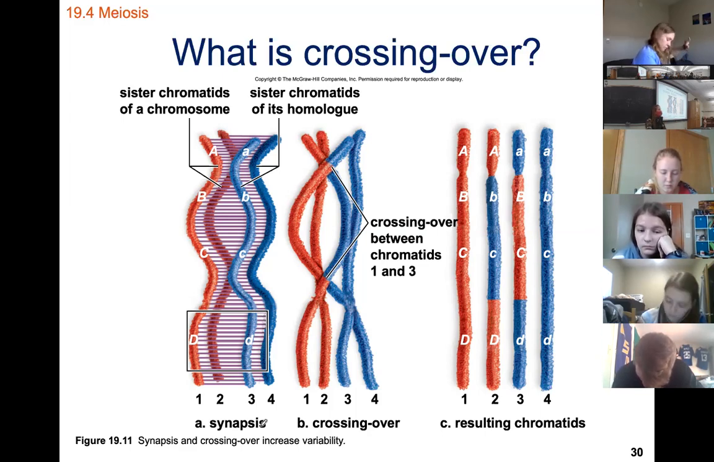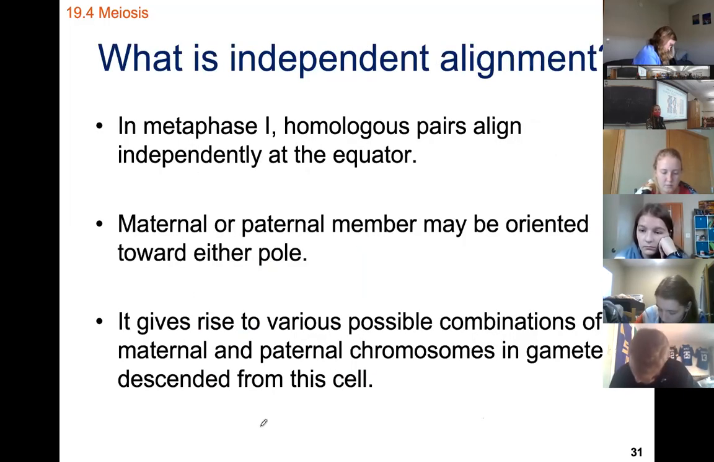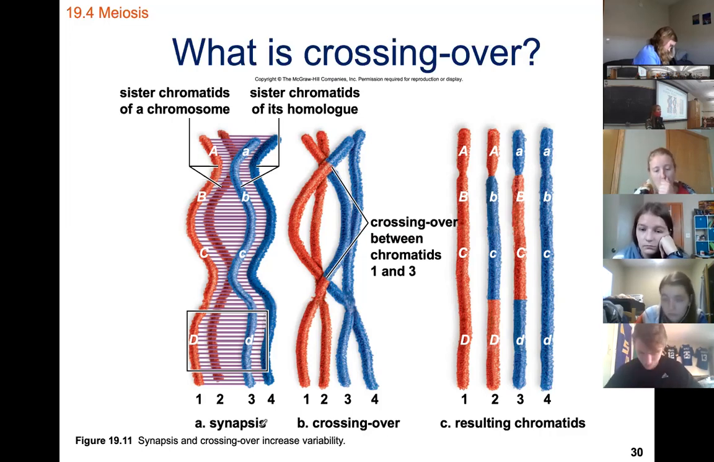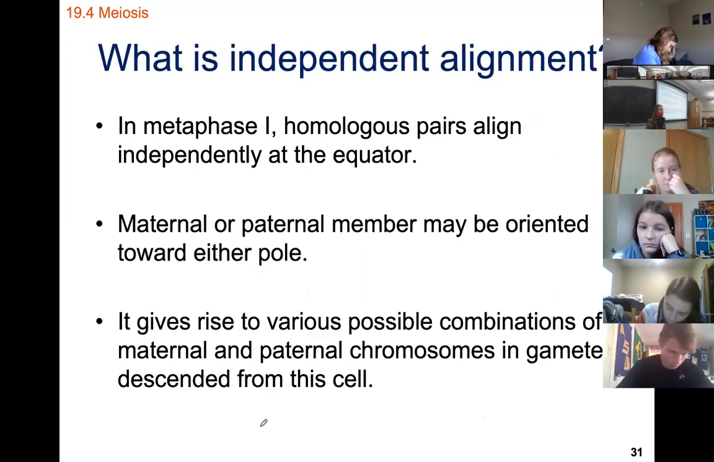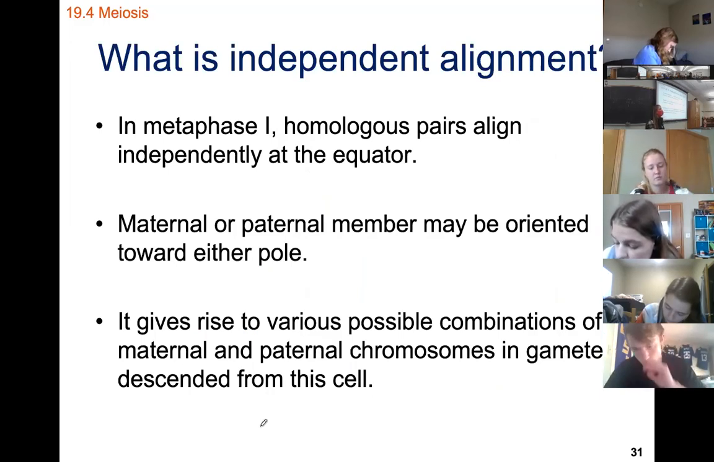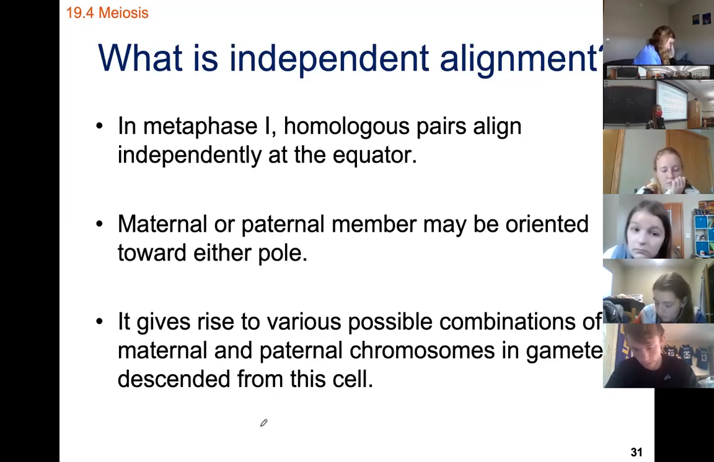If the question asks why you have a different genetic makeup than your siblings or another person in your class, one answer would be crossing over. The other could be independent alignment. Independent alignment is during metaphase 1. It's where homologous pairs align independently at the equator. It gives rise to various possible combinations of maternal and paternal chromosomes in gametes that descend from this cell. It's how they're oriented before they split.